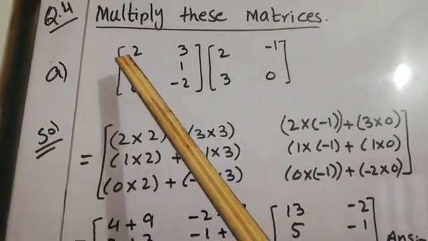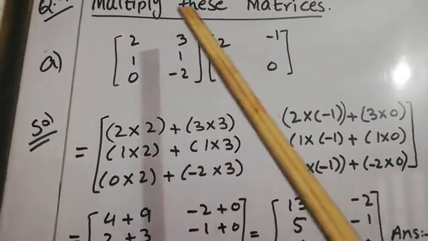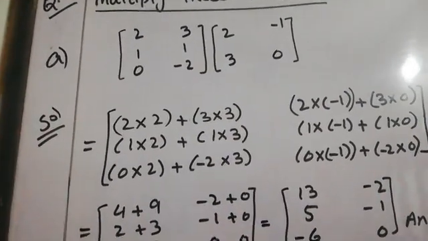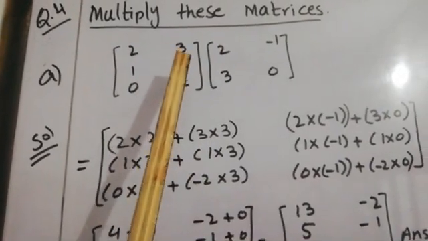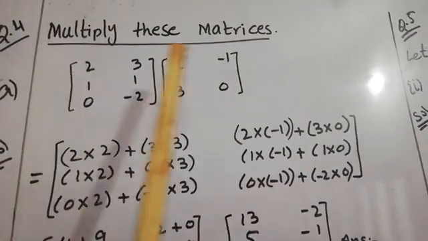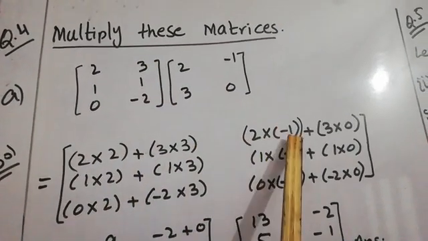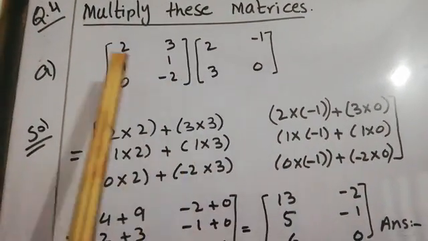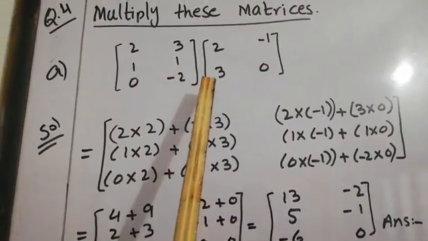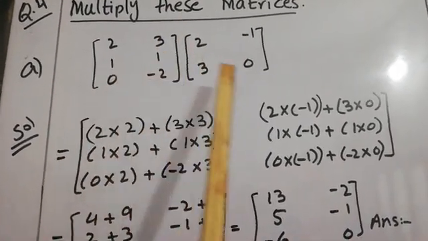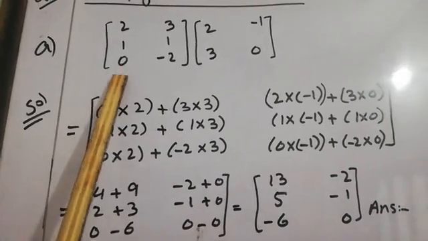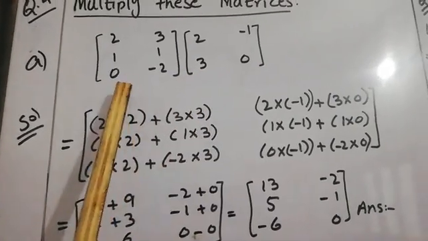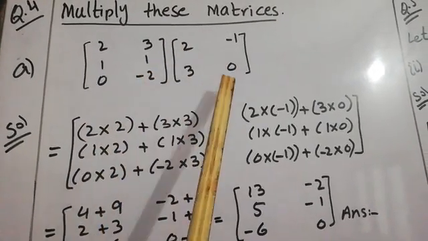We will first multiply the first row by the first column. The first value is multiplied by the first, and the second value by the second. So we will multiply 2 by 2, 2 multiplied by 2 plus 3 multiplied by 3. And now here, 2 multiplied by minus 1 plus 3 multiplied by 0. Now it is time to find the product of the second row and first column: 1 multiplied by 2 plus 1 multiplied by 3, 1 multiplied by minus 1 and 1 multiplied by 0. Like this, we will multiply the third row: 0 multiplied by 2 plus minus 2 multiplied by 3, 0 multiplied by minus 1 plus minus 2 multiplied by 0.